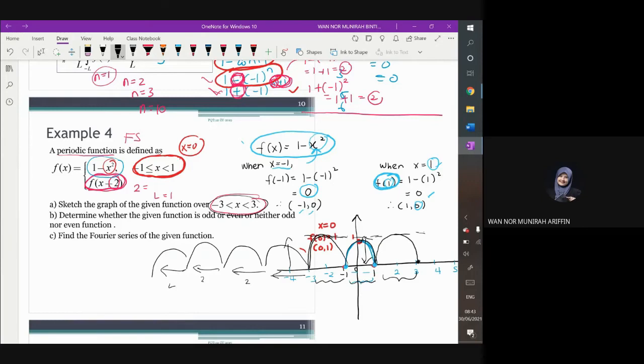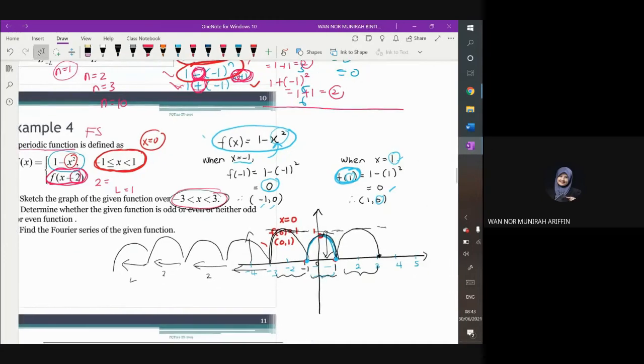Okay, next. Dia kata apa? Determine whether the function is odd or even or neither odd nor even function. Okay. Nak tahu dia odd ke even function, kita boleh cuba imagine that kita tak ada function ni. Kita tak ada ni. Jangan tengok dah yang ni. Kita ambil yang titik yang tengah-tengah ni dekat kosong ni. Okay. Cuba lipat. You try to fold at the y axis. Dia melekat tak? Okay. Is it stick to each other?